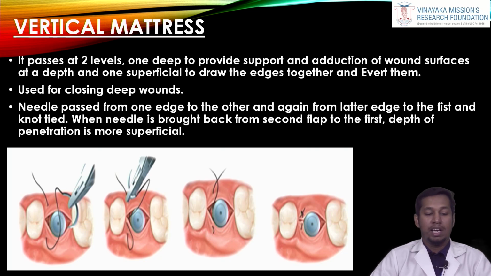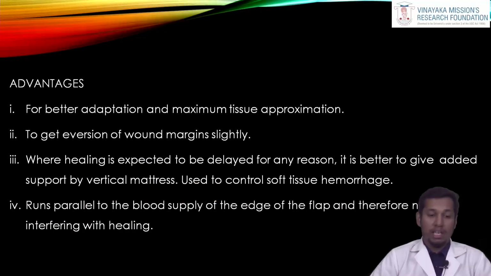Here in this picture, as mentioned in this slide, a needle is taken deep into the tissue, first deep bite, and then from the buccal flap, and then on the lingual flap again in the deep aspect, and then the second knot will start from the lingual side, and we have to take it more superficially compared to the first bite, so that the first two bites are always deep and the second two bites are always superficial, so that the wound closes in the deep as well as in the superficial aspect. That is the advantage of the vertical mattress suturing.